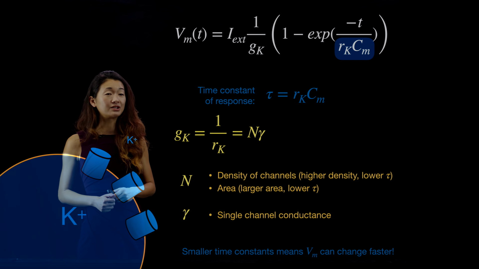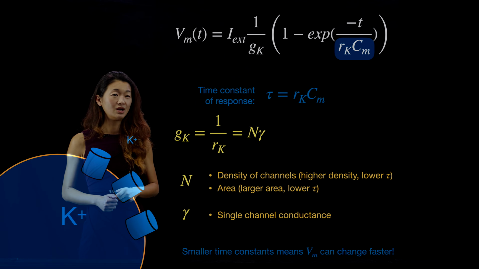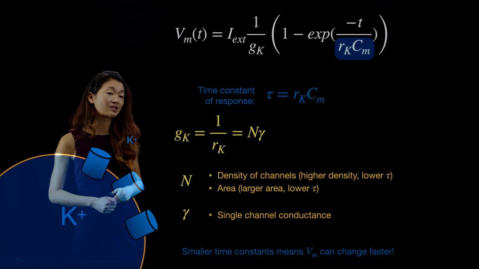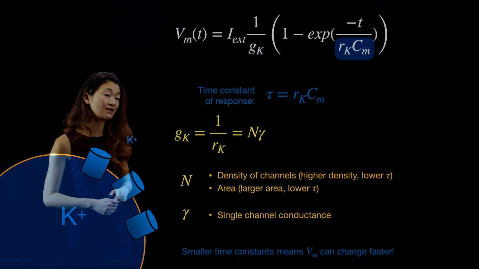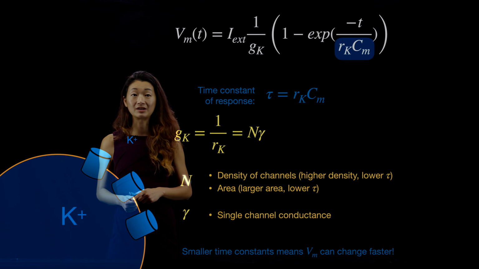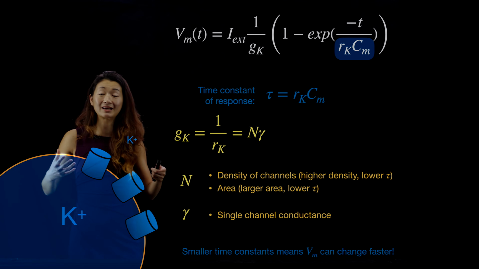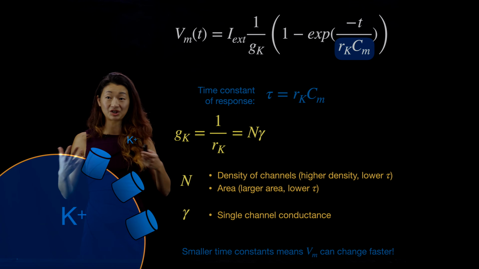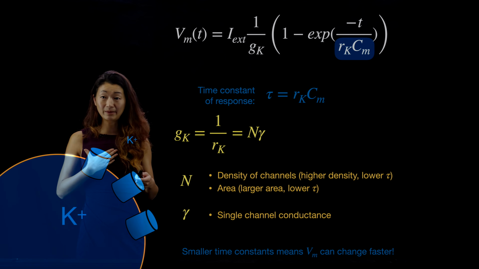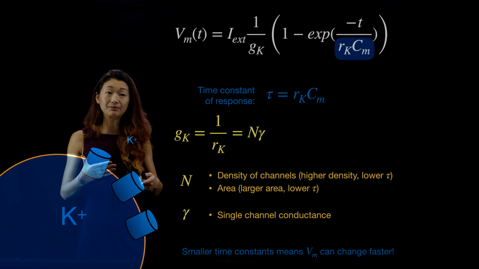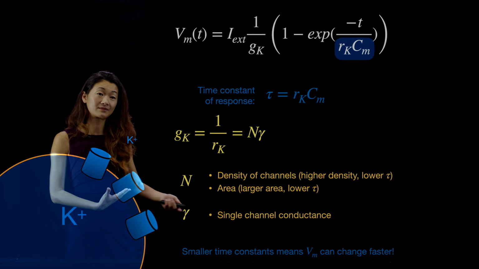Using this equation, we can then also reason through that smaller time constants mean that V sub m can change faster. It means things can change faster. It means that I'm more responsive. It means that when something changes, I am ready to change my membrane potential really, really quickly rather than really slowly. Okay?